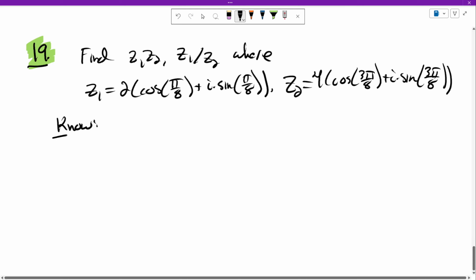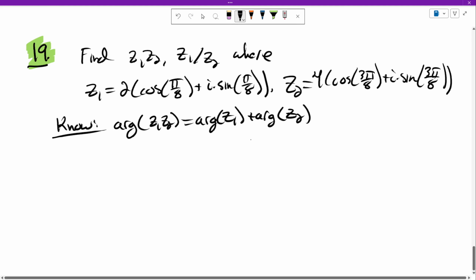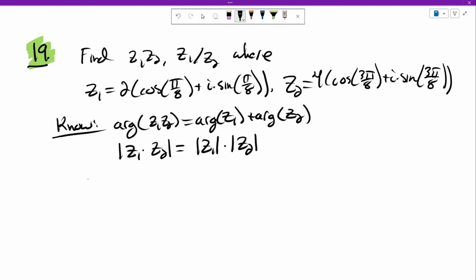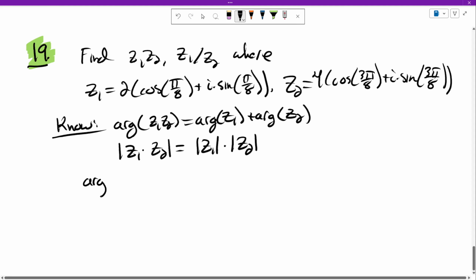We know that the argument of the product is the sum of the arguments, where we take sort of all rotations into account when we write that. And we know that the modulus of the product is the product of the individual moduli.